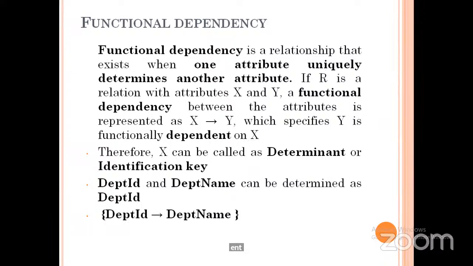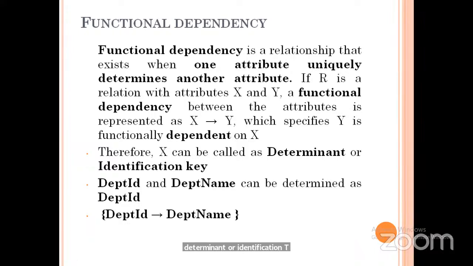Functional dependency is a relationship that exists when one attribute uniquely determines another attribute. Here X and Y are in a functional dependency, and it is represented as X tends to Y, which specifies Y is functionally dependent on X. Like salary is dependent on rating, right? So similarly here also, X tends to Y is nothing but which specifies Y is functionally dependent on X. Therefore, X can be called a determinant or identification key.